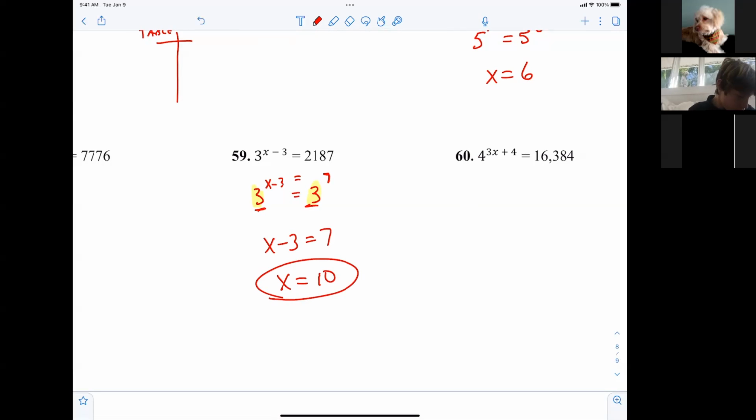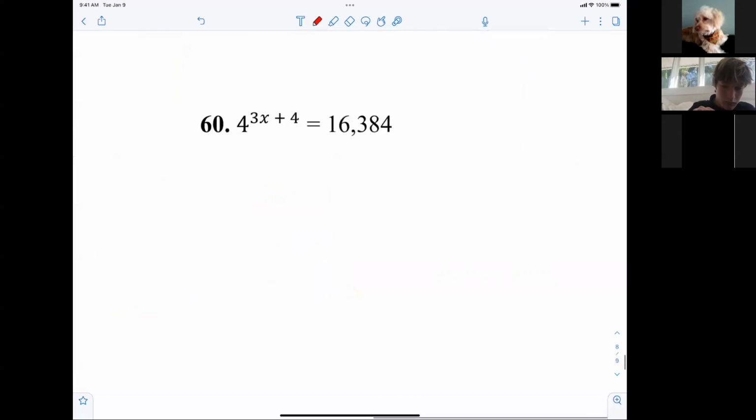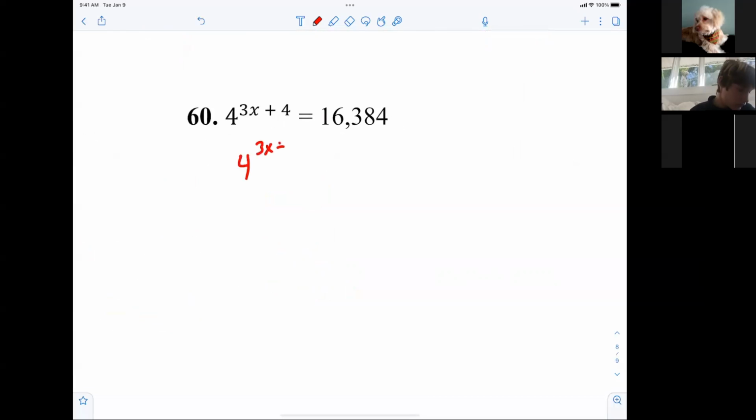Well, on number 60, I don't know how to do this. Okay, so you're going to say 4 to the 3x plus 4 equals 4 to some power. I need to know 4 to what power is 16,384. So go to your calculator.